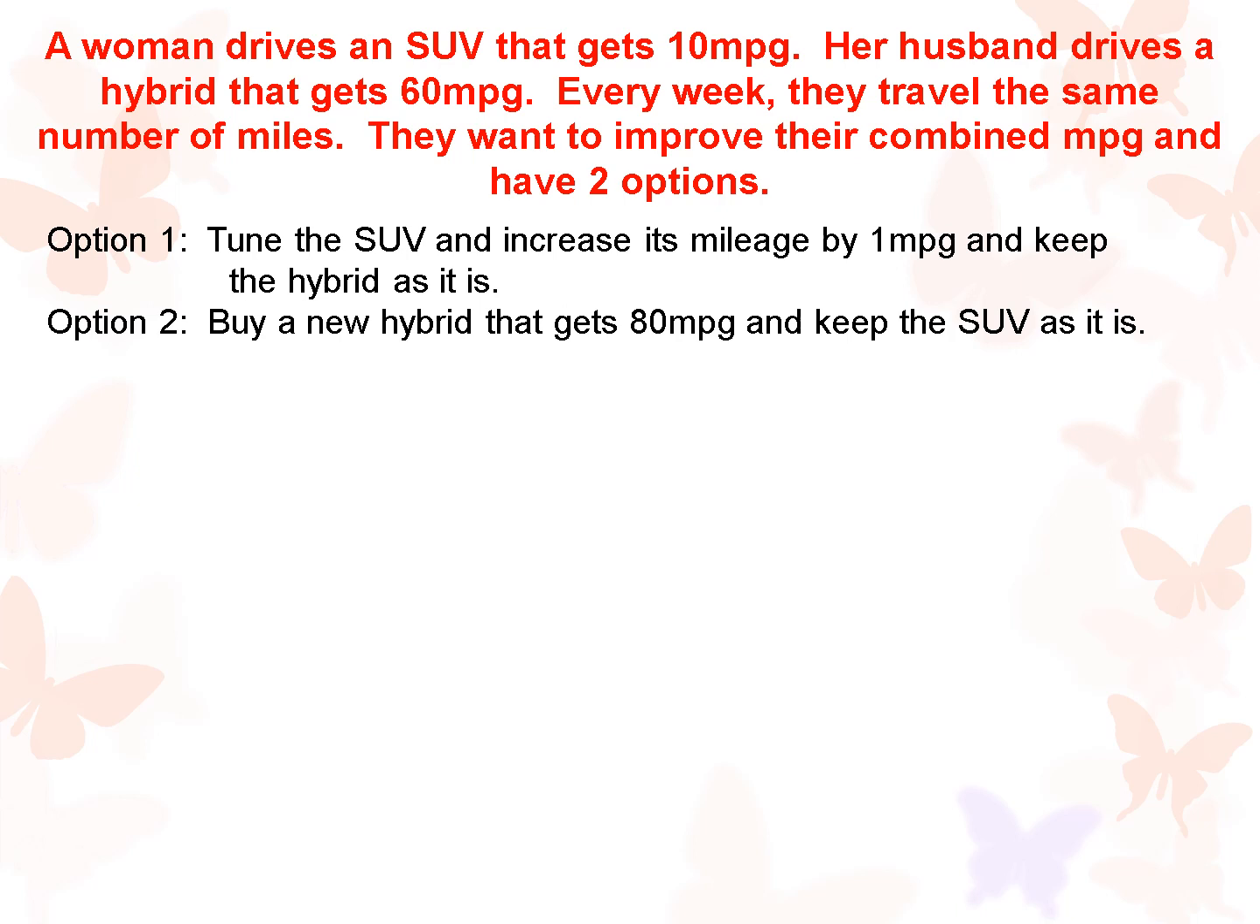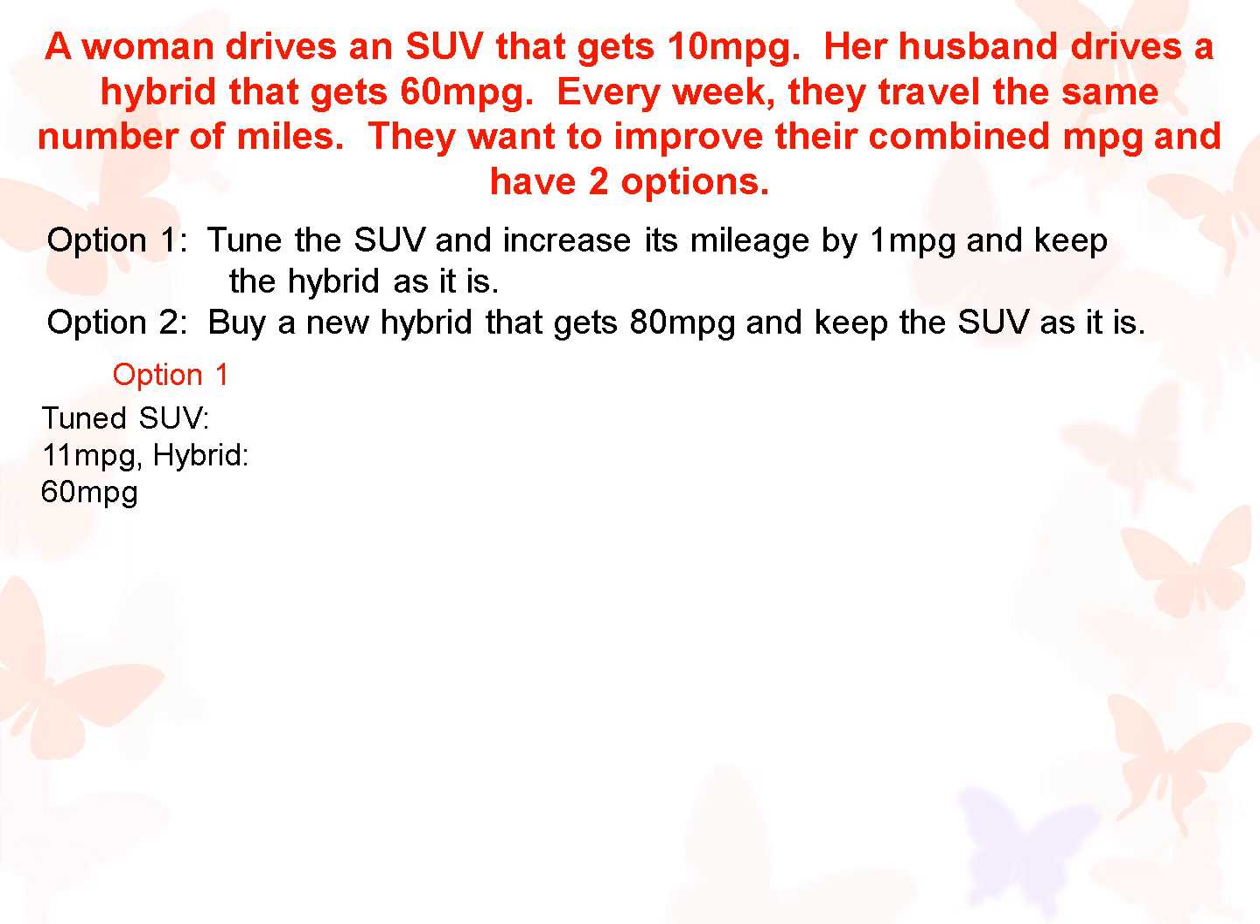SUV as it is. Okay, so we're going to have to set up two problems and find the combined MPG for option one, and then we're going to have to find the combined MPG of option two. And then we're going to compare who gets the better MPG, option one or option two. So, option one, let's talk about that. So, my SUV or her SUV originally gets 10 miles per gallon.